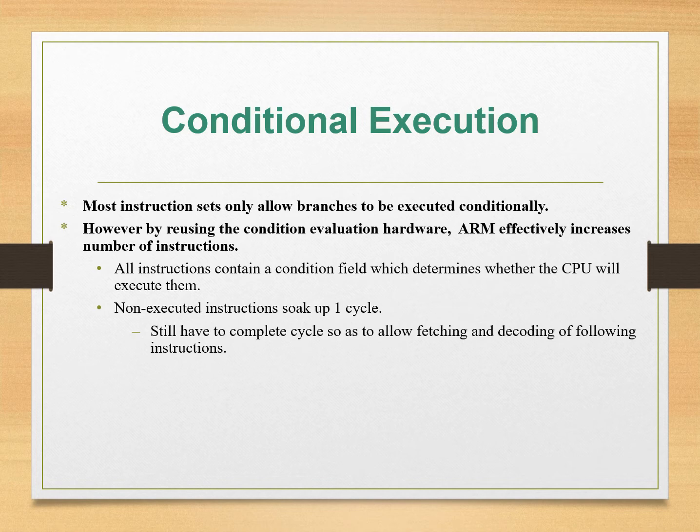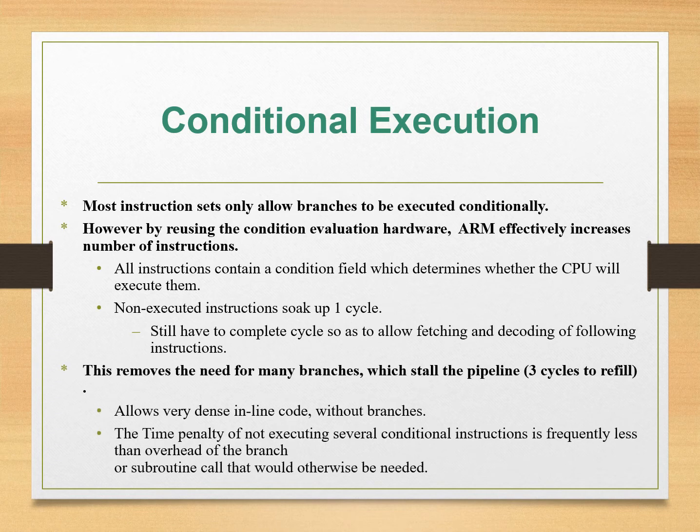If the CPU finds out that the condition means the instruction cannot be executed, then it will soak up one cycle. It means that you are wasting one cycle of the processor time. Why? Because you still need to complete the cycle as to follow fetching and decoding of the following instruction. This removes the need for many branches which stall the pipeline. When you have a branch, the pipeline will be stalled. You need to remove all the other instructions and put a new one. So you are losing time.